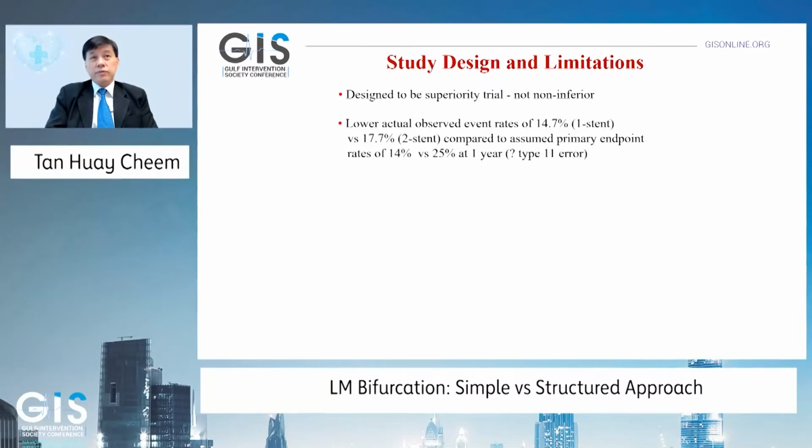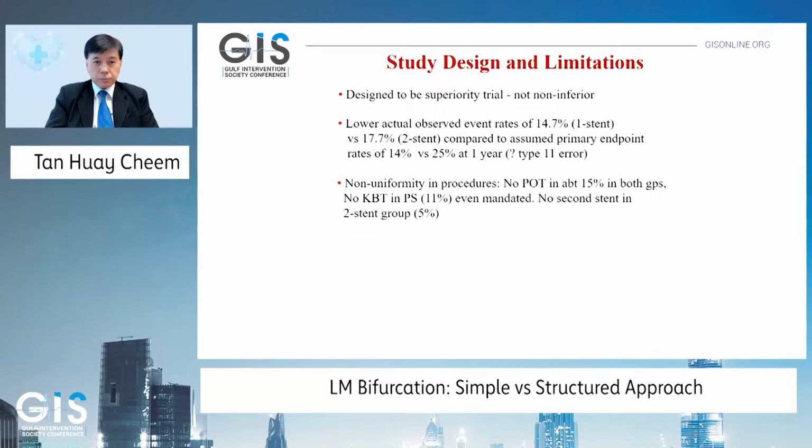So the event rate was actually lower than what was calculated. It was 14.7% in the one stent group versus 17% in the two stent group, when the event rate for the two stent group was thought to be 25%, compared to the 17.7% which was observed. So this gives us the possibility that there may be a type 2 error, where the difference is not actually observed because of a small sample size. There was also non-uniformity in the procedure.